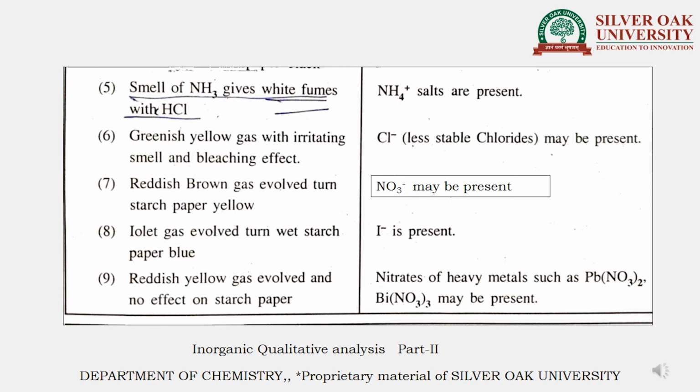And our last observation is that if reddish yellow gas is evolved and has no effect on starch paper, then nitrates of heavy metals like lead nitrate, bismuth nitrate may be present in your unknown salt. So let's see in the next video.